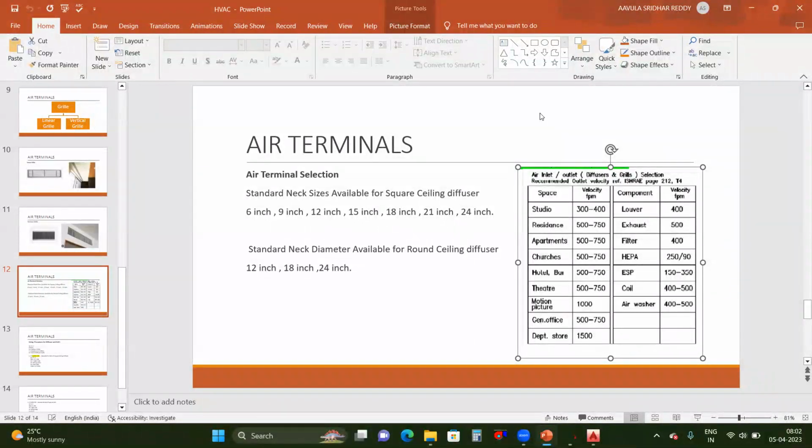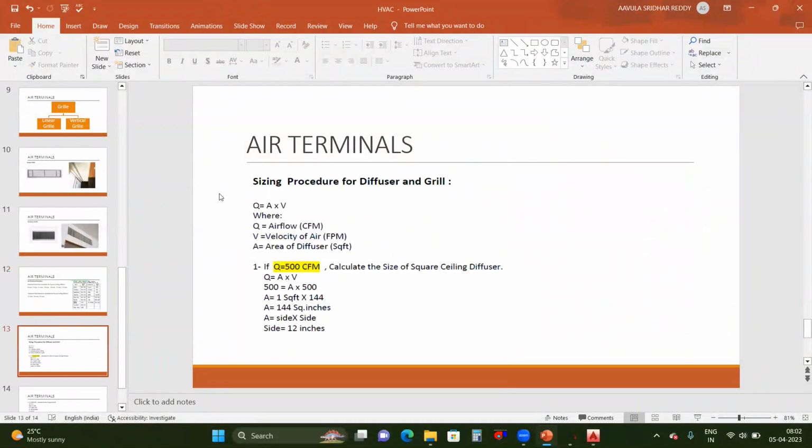So next one is for round ceiling diffuser: 12 inch, 18 inch, and 24 inch. Okay, so here we have one calculation manual method. So you just understand this. So I will also explain the same procedure in the Excel method. Okay, so first, the formula for calculating any air terminal is Q equal to A into V.